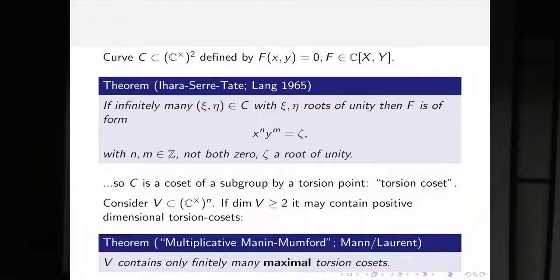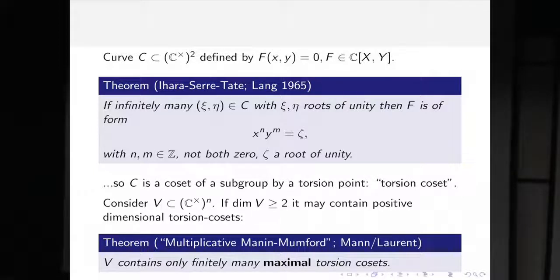So the initial problem, which appears, I think, even in that paper of Lang, which I just had up, and was solved by Ihara, Serre, and Tate, is that if you have a curve in the plane and you look for points on it which are roots of unity, then there are only finitely many such points, unless C has a very particular form, defined by a multiplicative equation, x^n y^m equals a root of unity.